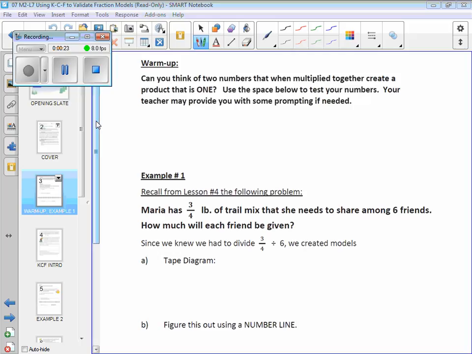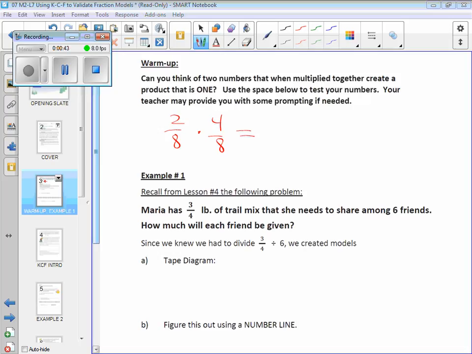I want you to see if you can come up with two fractions that when multiplied together, the product is 1. Think about it. Well, just throw it out there. We'll test it. Charlie, first crack. All right, let's see if he's right.